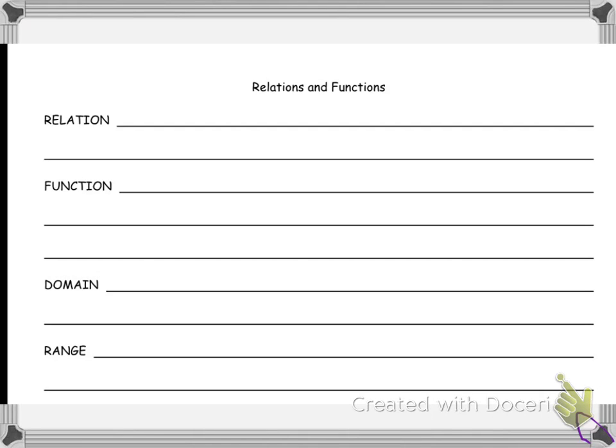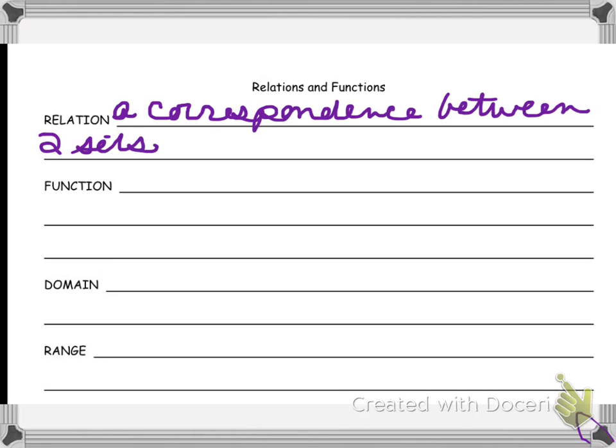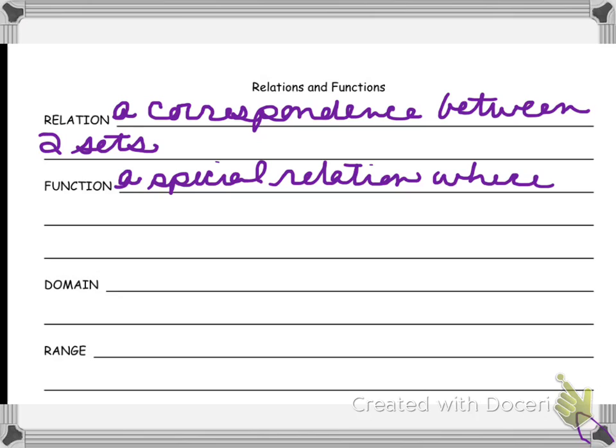Today we're going to study relations and functions. A relation is a correspondence between two sets. These relations can be presented as tables, charts, mappings, graphs, sets of ordered pairs, or rules. We'll also be studying a special type of relation referred to as a function.